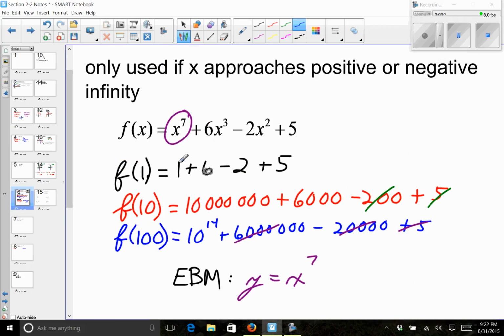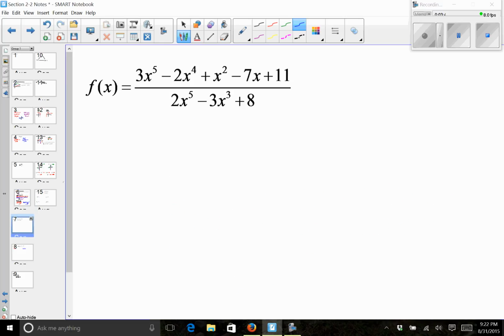Anything with polynomials works really nicely because we can just use the highest power term. In polynomials, highest power terms are always going to be the end behavior model. And this is even true in fractions. So for example, this complicated rational function. For an end behavior model, because it's made of polynomials, I can just use the highest power terms, 3x to the 5th and 2x to the 5th, which when I simplify it is 3 halves.